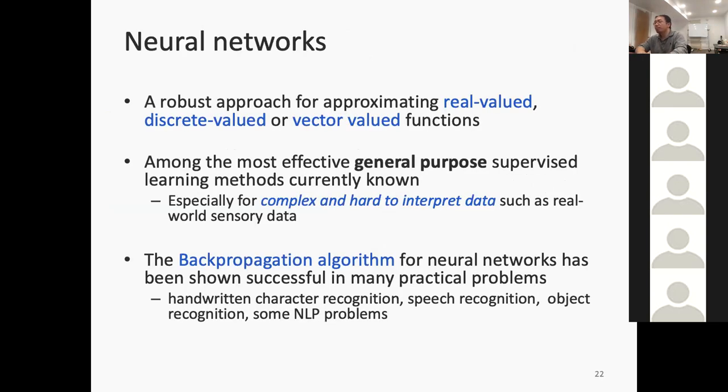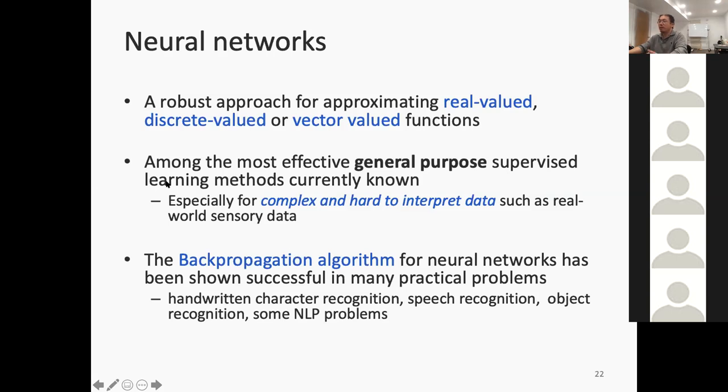So in general, neural network modeling and training can be viewed as a type of very robust approach to approximate all kinds of value functions. You can use neural networks to approximate real-valued, discrete-valued, and vector-valued functions. Actually, all those types of functions are very widely present in real applications. You'll see many neural network applications. And neural networks are among the most effective general purpose supervised learning methods currently known.